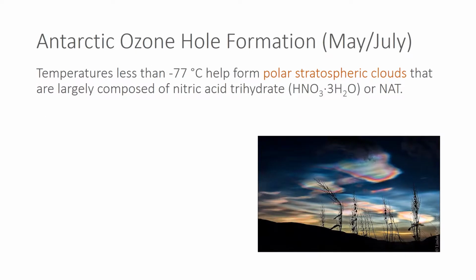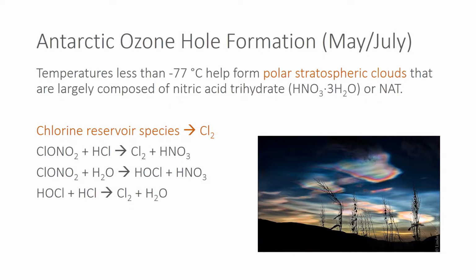In the months of May and July, the Antarctic experiences its winter season. Temperatures of less than -77 degrees Celsius aid in the formation of polar stratospheric clouds that are largely composed of nitric acid trihydrate, or NAT. The particle surfaces of these clouds provide a domain upon which heterogeneous reactions can occur.